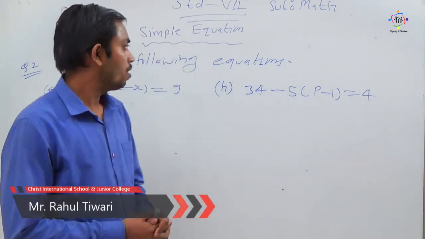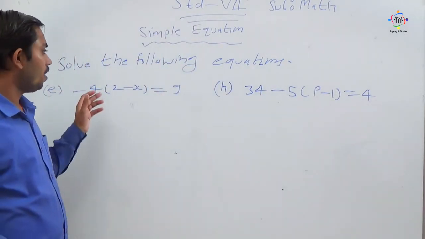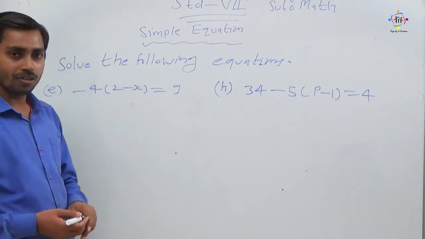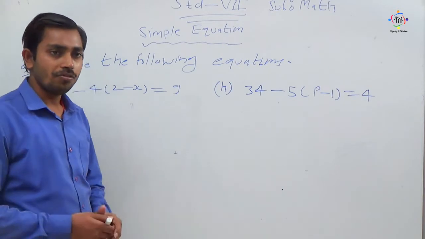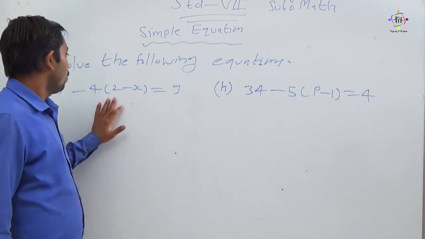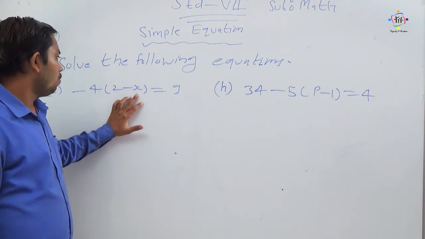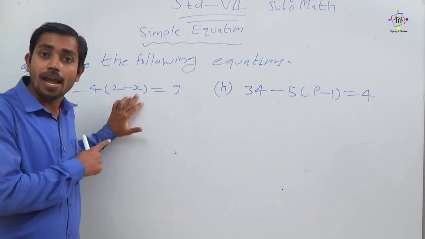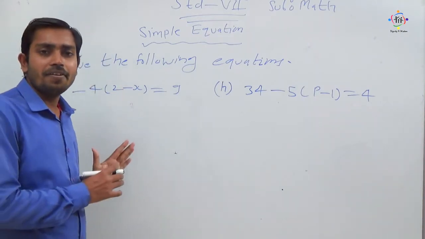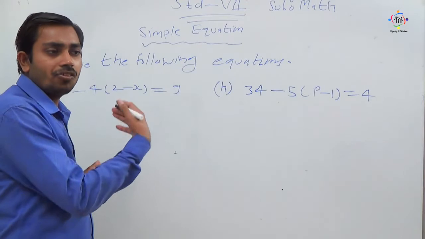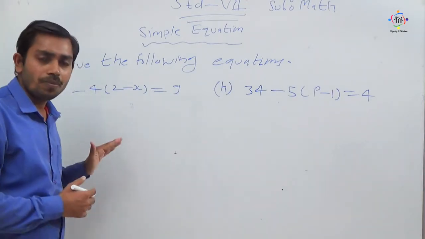Today we will proceed with exercise 4.3, solve the following equations. Let us see question number 2e. Here we have to find variable x. In order to determine variable x, we have to segregate the variable on one side and the constant on the other side. So let us proceed.